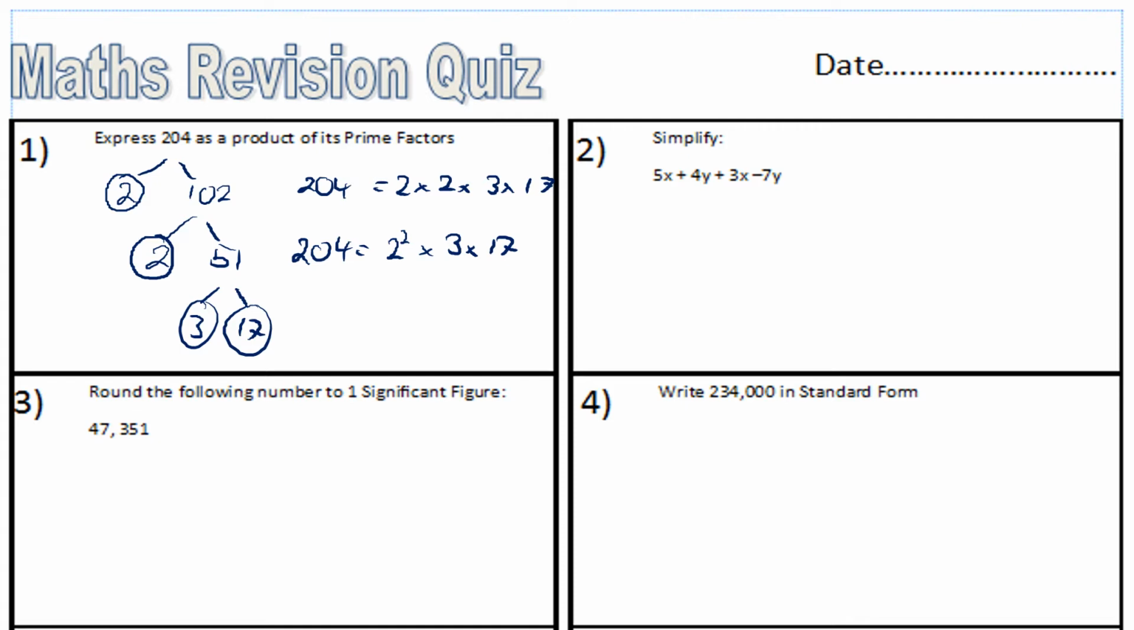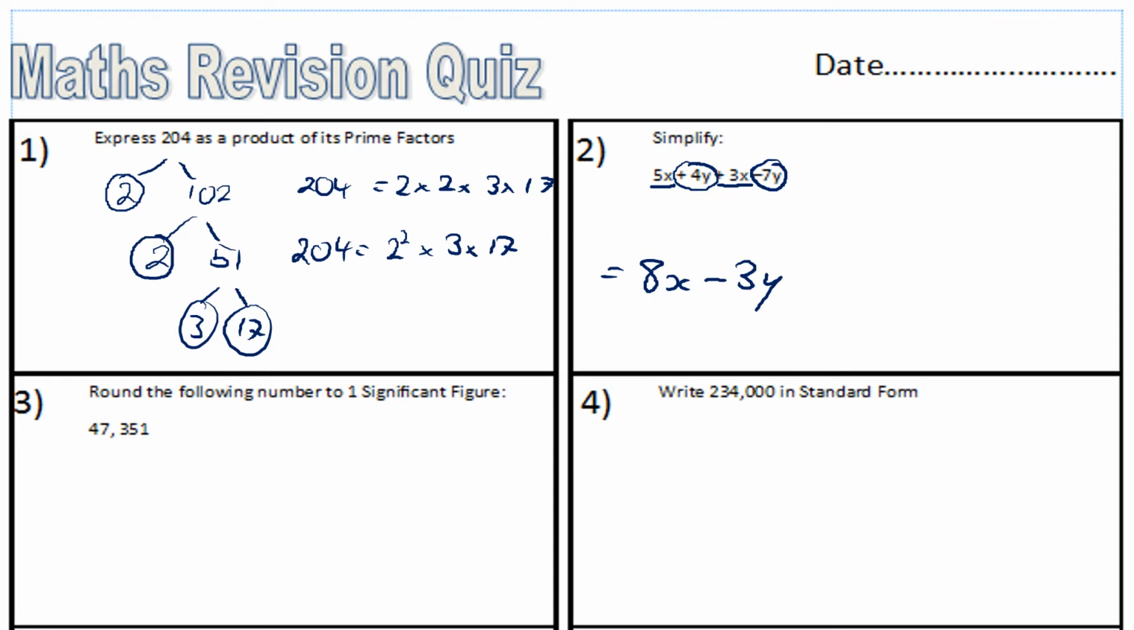Okay, question number 2, simplify. So we want to look for like terms. So we've got a 5x and then add 3x. 5x add 3x is going to give me 8x. We've got a positive 4y and we're subtracting 7y. So positive 4y take away 7y will give me a minus 3y.